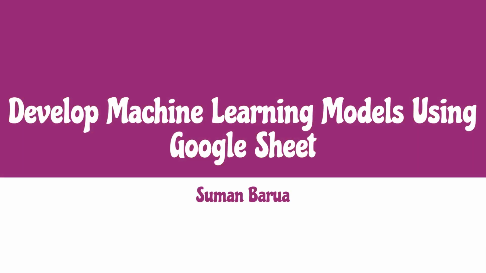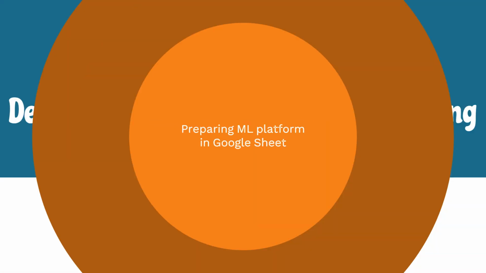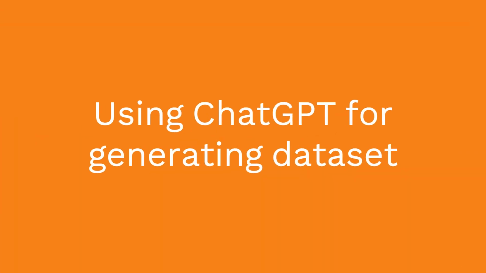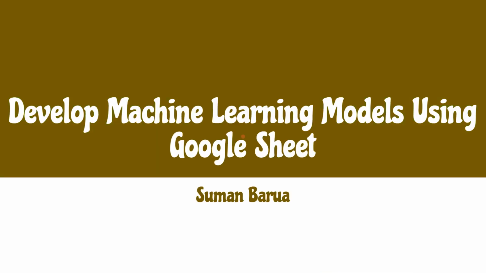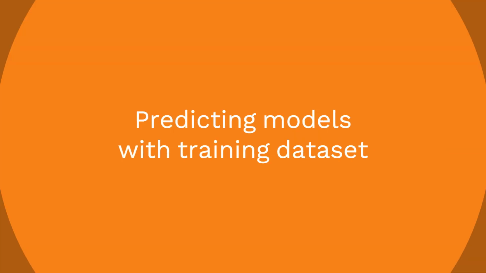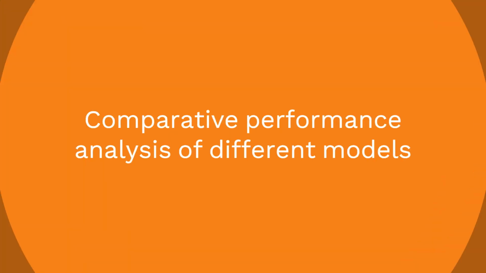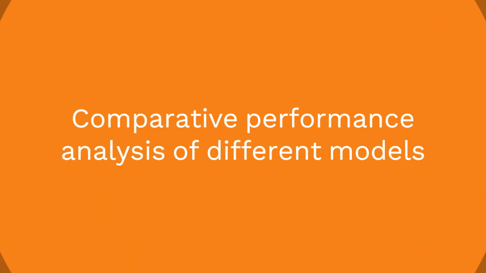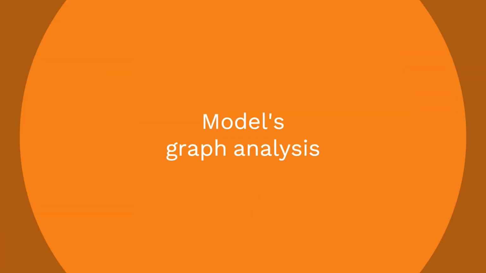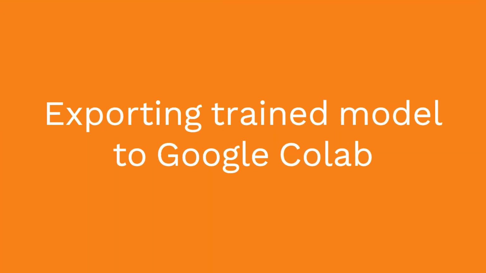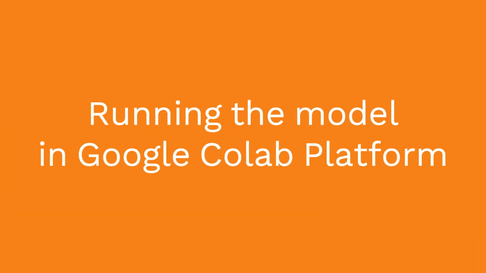In this tutorial, we will learn how to develop and train a machine learning model using Google Spreadsheet. In this process, we'll also learn preparing machine learning platform in Google Sheet, finding and processing datasets, using ChatGPT for generating machine learning datasets, refining, sanitizing and filtering datasets, training different machine learning models, predicting models with training datasets, comparative performance analysis of different models, testing models with test dataset, models performance evaluation, and also graph analysis. At the end, we will also export the trained model to Google Colab, and we'll see how to run the model in the Google Colab platform.